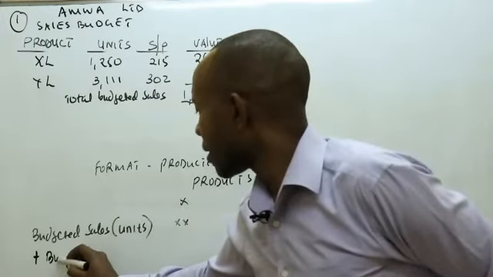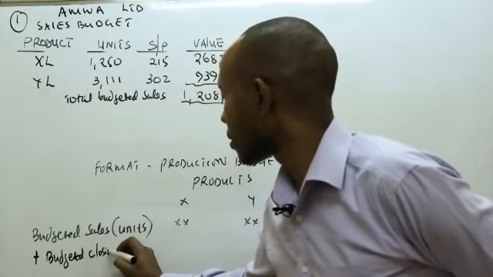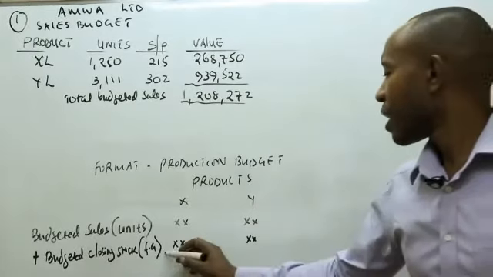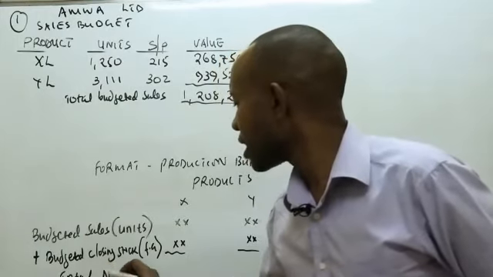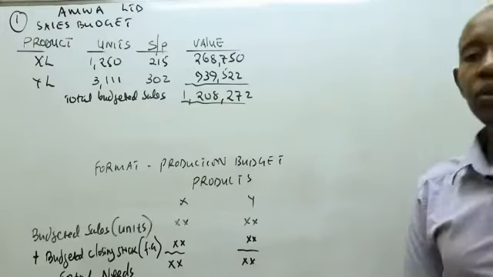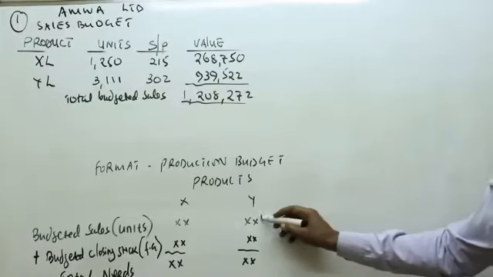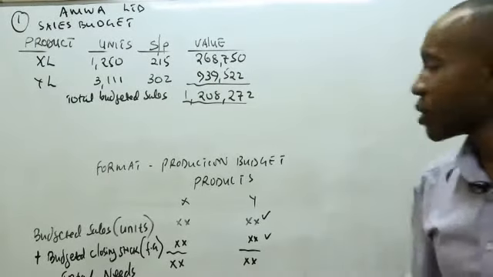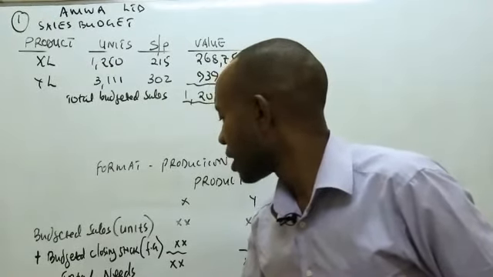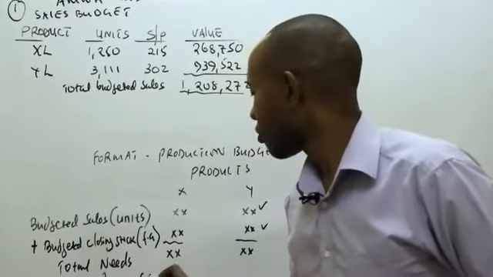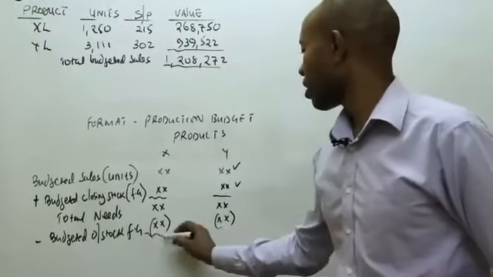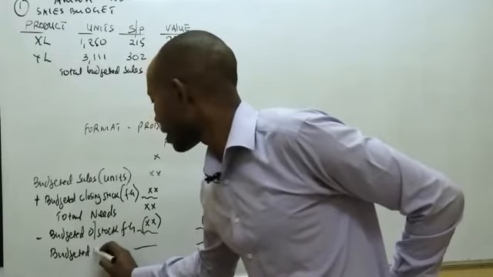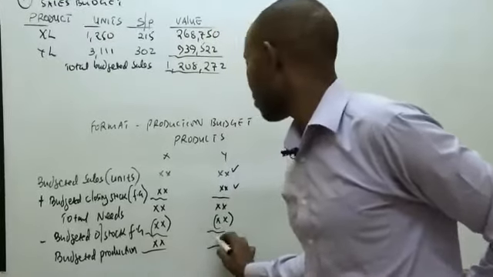So I will add the budgeted closing stock, and this is for finished goods. When I add this, it will tell me my total needs. That is what I need to produce to meet both my sales and to leave me with some stock in the stores once I have sold. However, I don't need to produce what I already have. So I say minus the budgeted opening stock of finished goods. And that will give me the budgeted production.